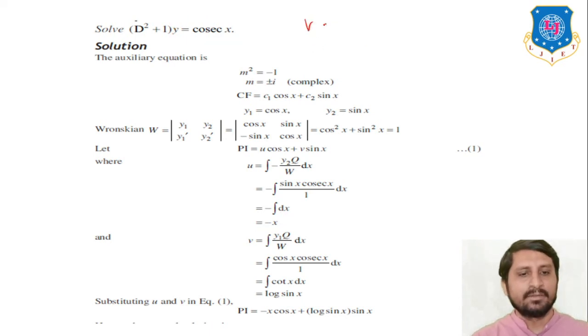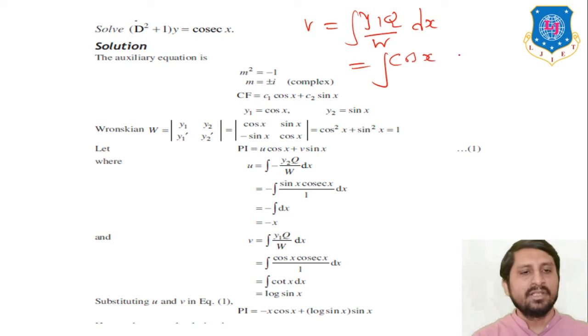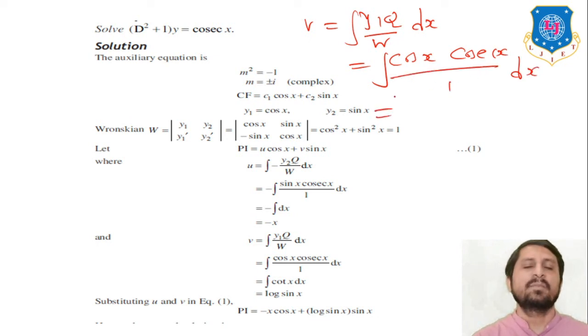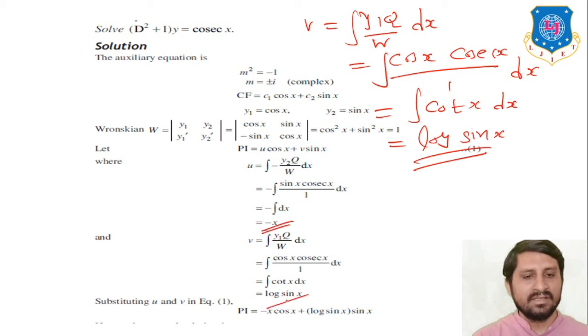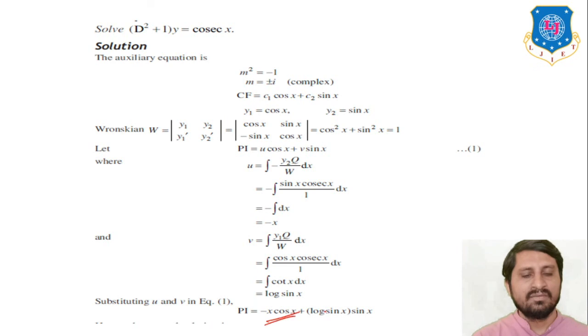Now suppose we find v. v is the integration of y1 q upon w. y1 is cos x, q is cosec x, and w is 1. So cos x into cosec x; cosec x means 1 upon sin x, and cos x upon sin x is cot x. So the integration of cot x dx, that is cos upon sin, is log sin x. Just I write log sin x. This is your v.